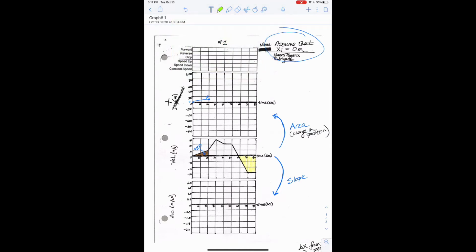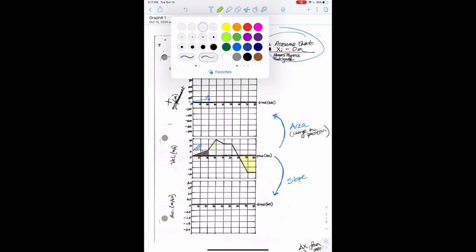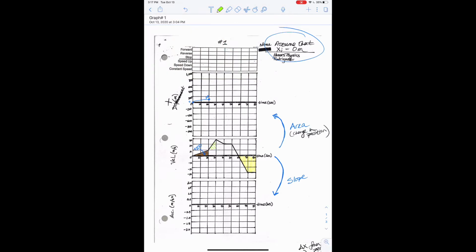Let's go with this bright green. It looks like we can see a triangle right here. I'm talking about the chunk between 20 and 30 seconds. And we also have this square or rectangle right here. So we have this one. I'm trying to show you the rectangle, and then this triangle up here. All right. So I want to take both of those areas here.